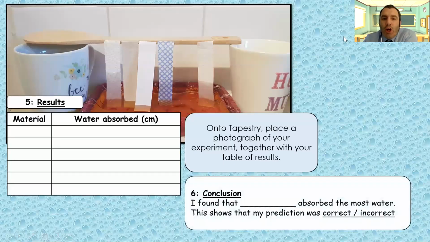You will also need a conclusion. So with that, I found that, and you're going to put the material that absorbed the most water in. Then you're going to use the sentence, this shows that my prediction was, and then you're either going to be correct or incorrect. So make sure you follow those sentences that we've put up and use them in your write-up.